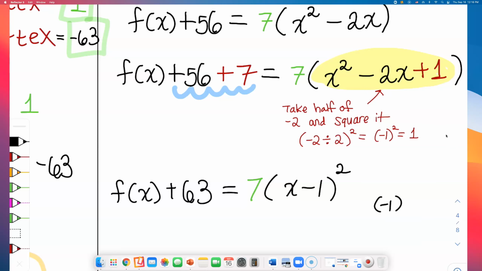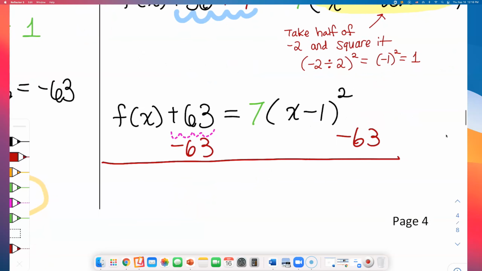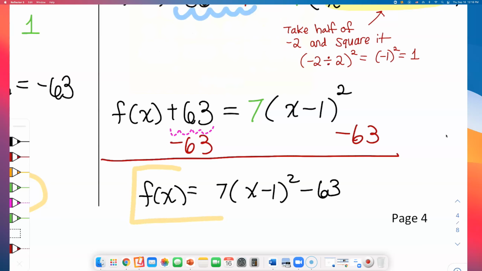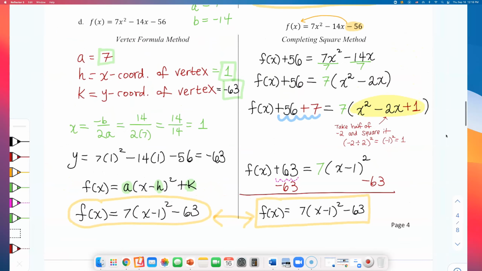And the very last step, all we need to do is move that back by subtracting 63. So our final answer is f of x equals 7 times x minus 1 squared minus 63. Looks a little odd, so I'm going to make sure to compare this with another answer that I got using a different method. I did it twice using different methods, so if the answers are matching, I'm pretty sure we got these right. And look at that. The previous method that we used, the vertex formula method, we got the same exact answer.